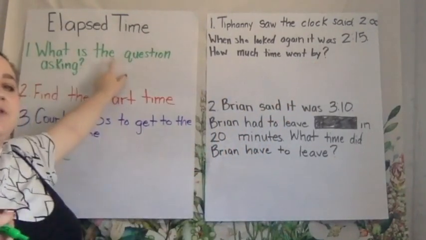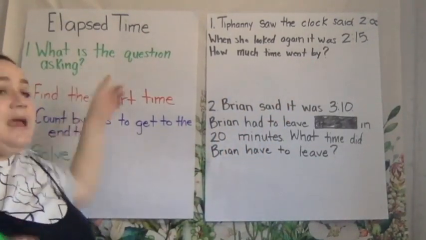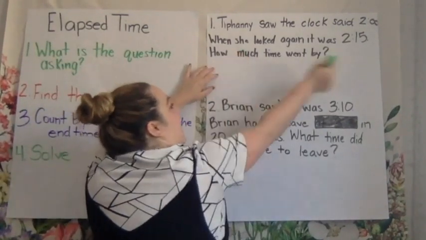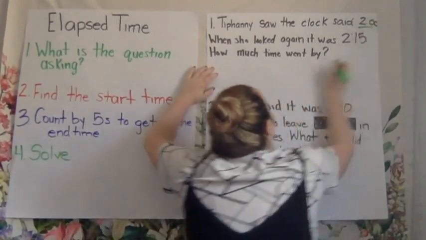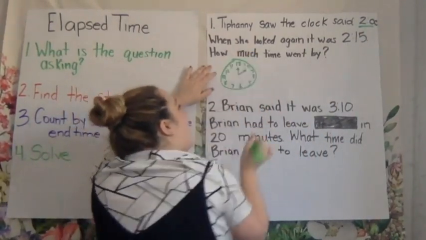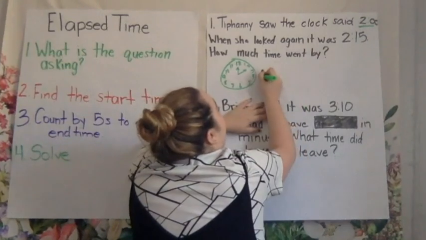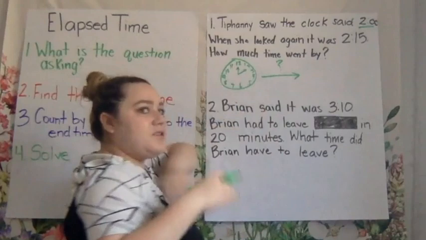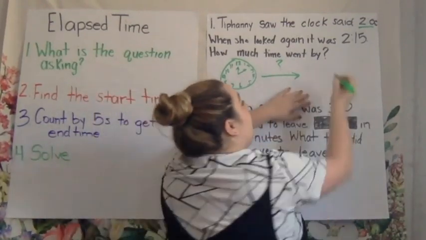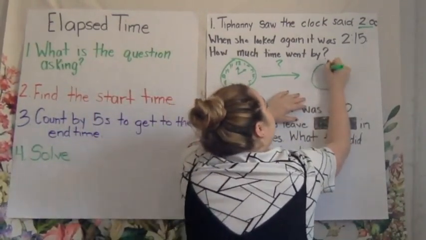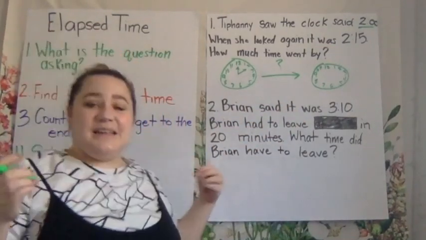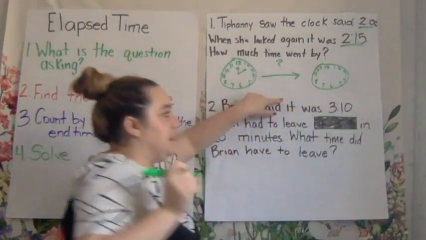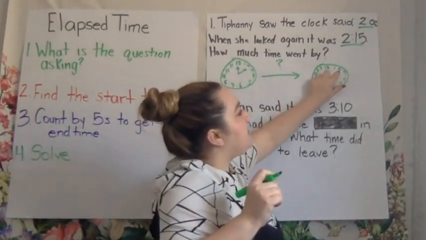Well, the first thing I have to do is, what is the question asking me? It's asking me how much time went by. It told me already that it started at 2 o'clock. So I'm going to draw a quick clock. I drew my 2 o'clock. I know some time went by, but I don't know how much yet. That's what I'm solving for. So now I need to draw another quick clock. And this time I need to write the other time they gave me, which is 2:15. So I count 5, 10, 15.